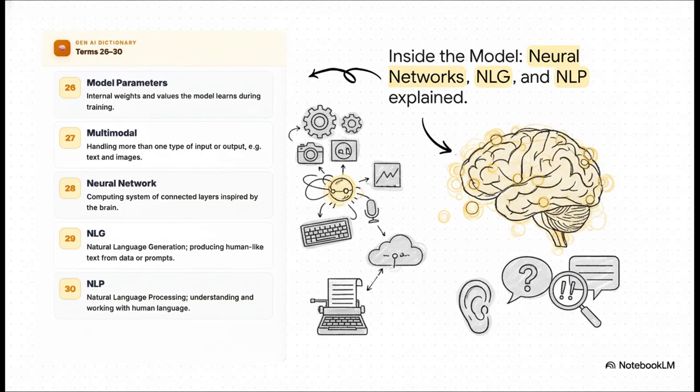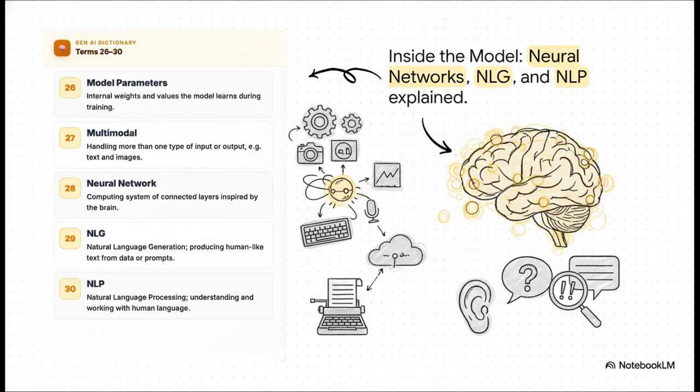Okay, let's really peer inside the model now. It's all built on what we call model parameters. These are the internal values, or knobs, that the model learns and adjusts during training. You can think of them as the model's accumulated knowledge. Its brain, really. Some of the most powerful models are multimodal, which means they can handle more than one type of data at a time. Think of GPT-4o being able to look at an image and describe it to you in text.